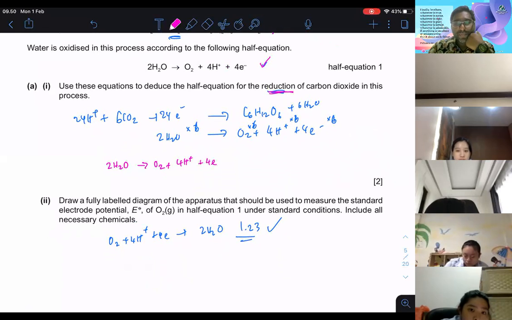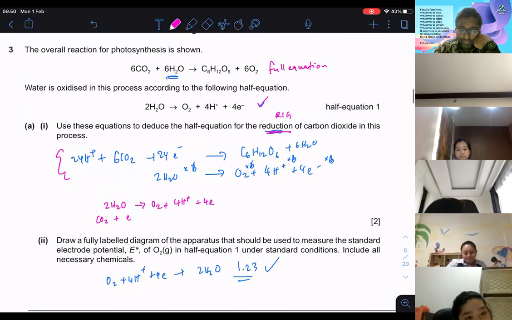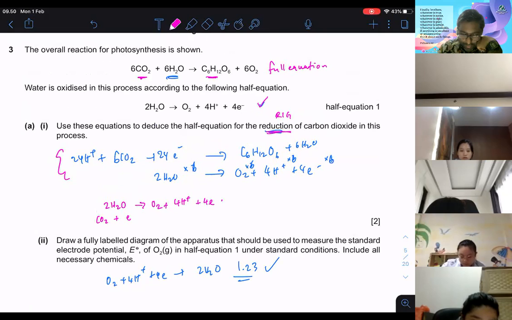Then, just ignore this first. Based on the question, I know that they want to reduce carbon dioxide. So it means that carbon dioxide must be reduced. Reduce means gain of electron, so it must be gaining the electron. And I know that when I add these two equations, I need to get something like this. So I have carbon dioxide, and I need C6H12O6 because it's not available in my first equation. So these are the information roughly I have for now.